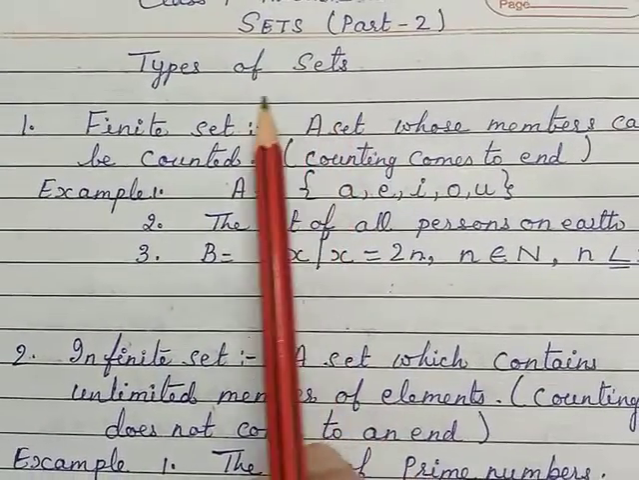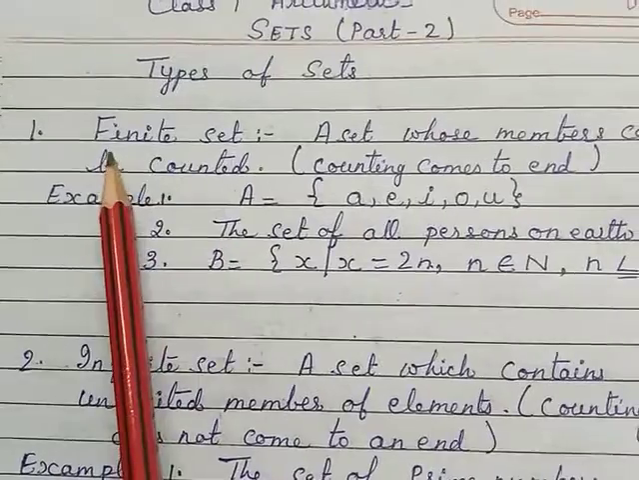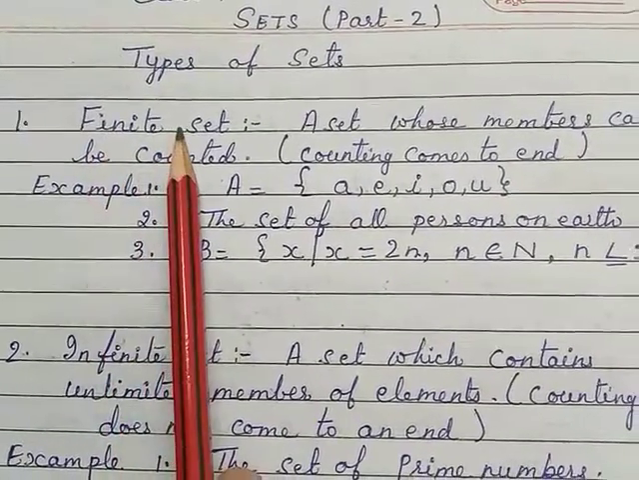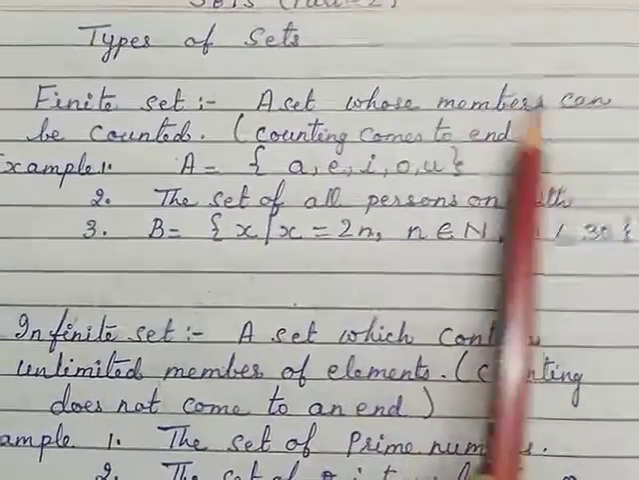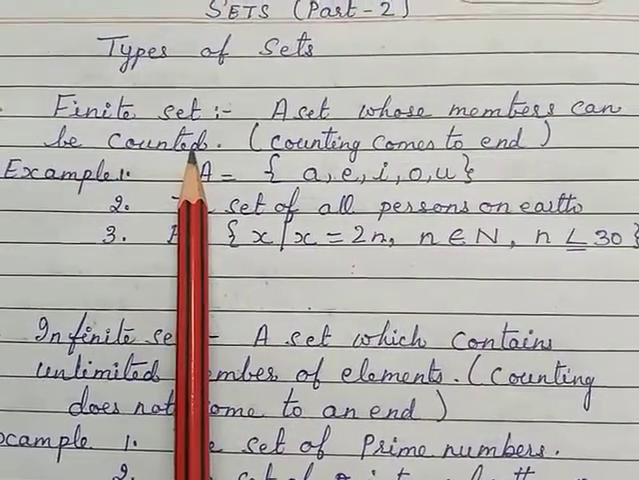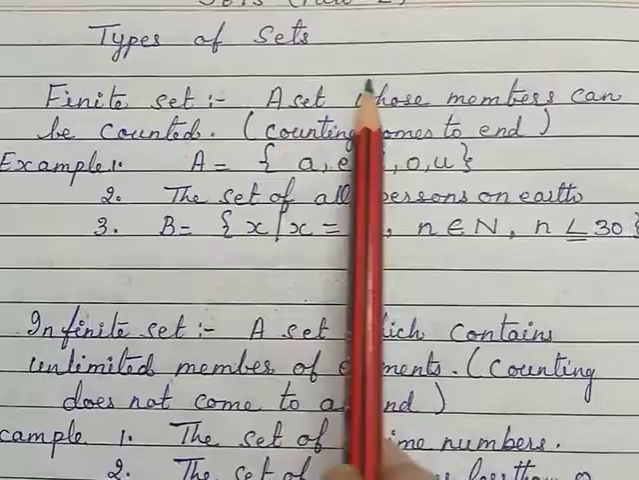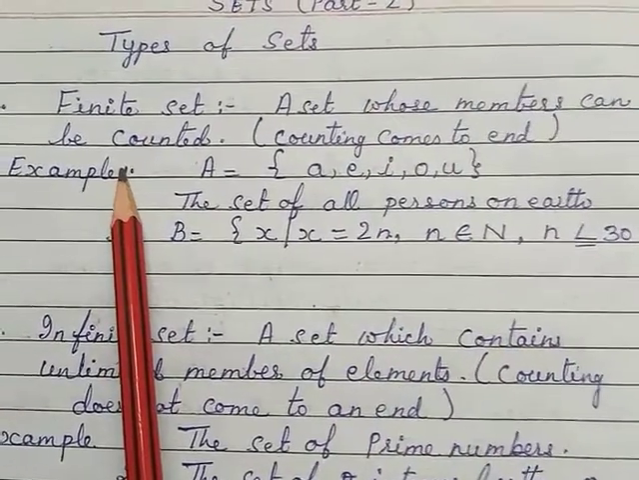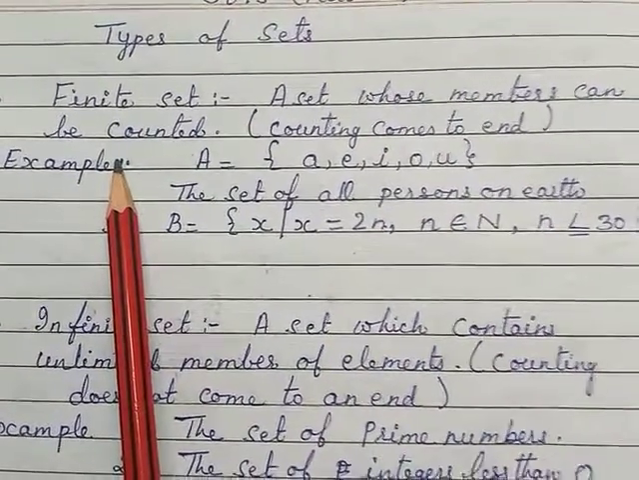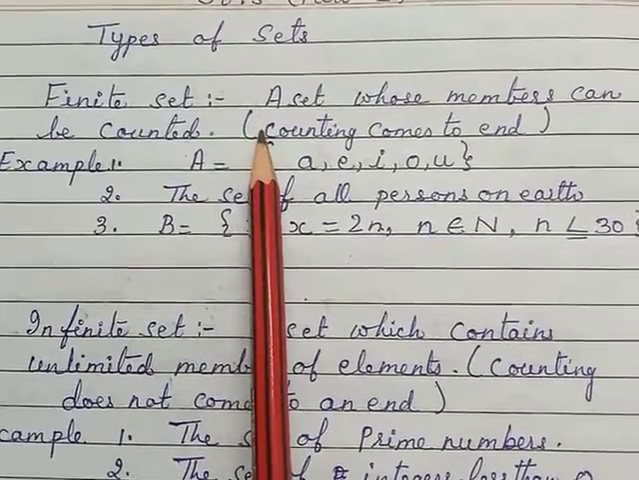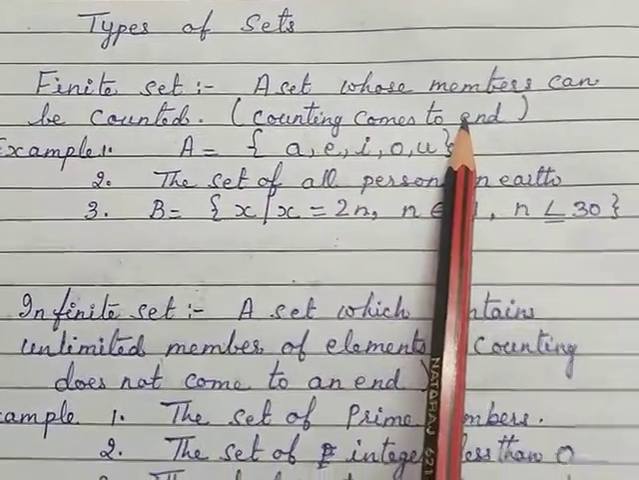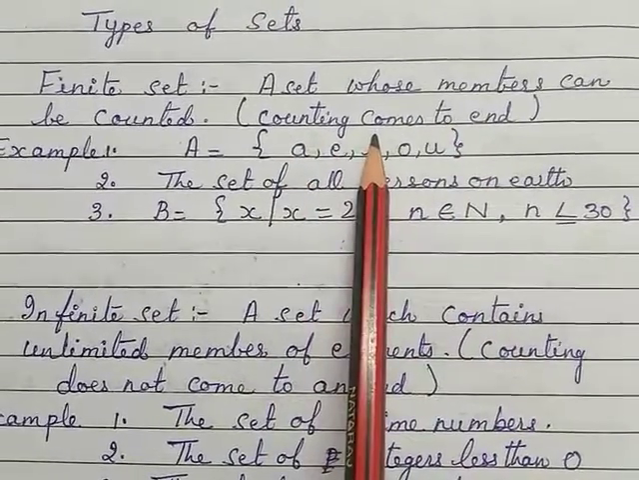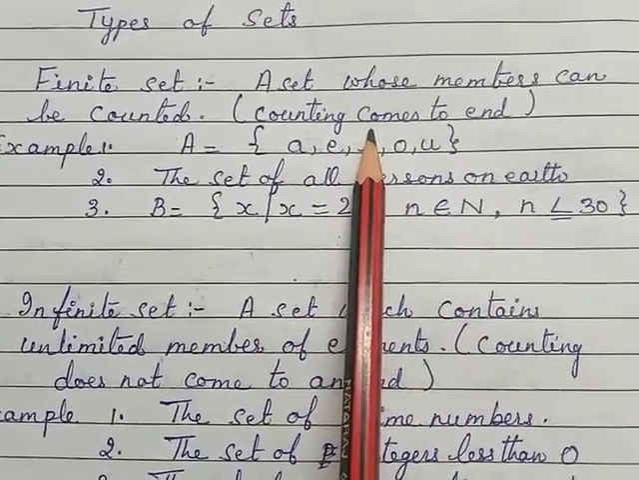Children, there are different types of sets. The first one is the finite set: a set whose members can be counted. A set in which you can count the members is known as a finite set. That means in a finite set the counting comes to an end, and the elements present in the set can be counted.